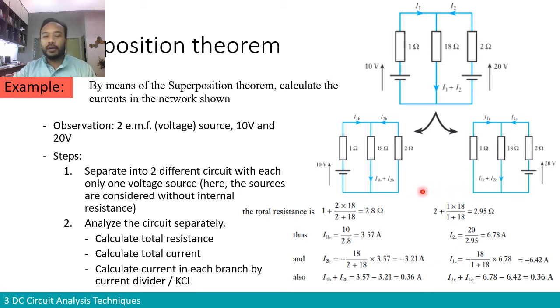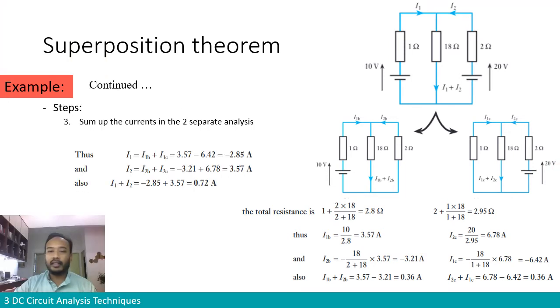The next thing we need to do is that now we have analyzed the two sources separately. Therefore, the final answer on top over here is just the sum of the two analyses. So let's have a look at it. Previously, we have done the analysis separately. So now what we need to do is just to sum up the currents.